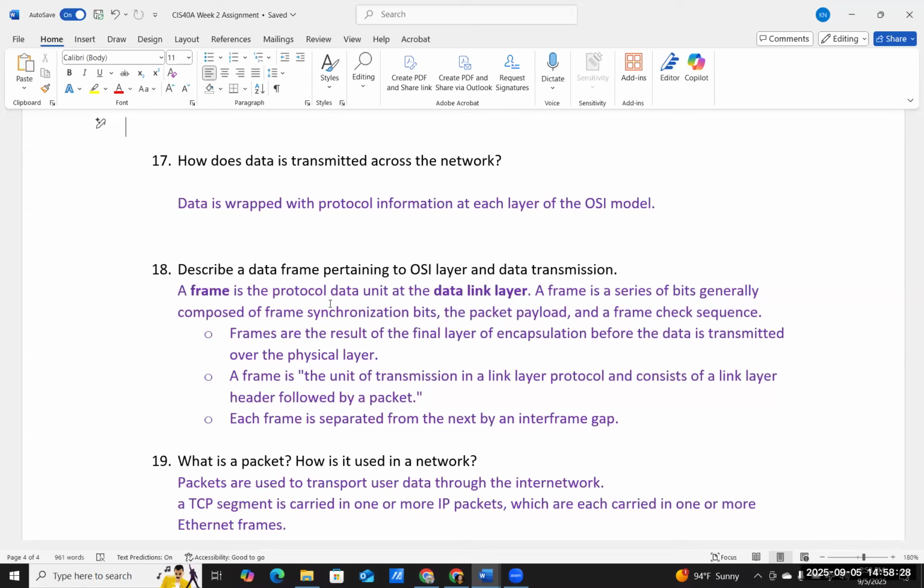Now, what if I don't send it to another network? What if I send it from one system to the next? Then it would function at layer 2.